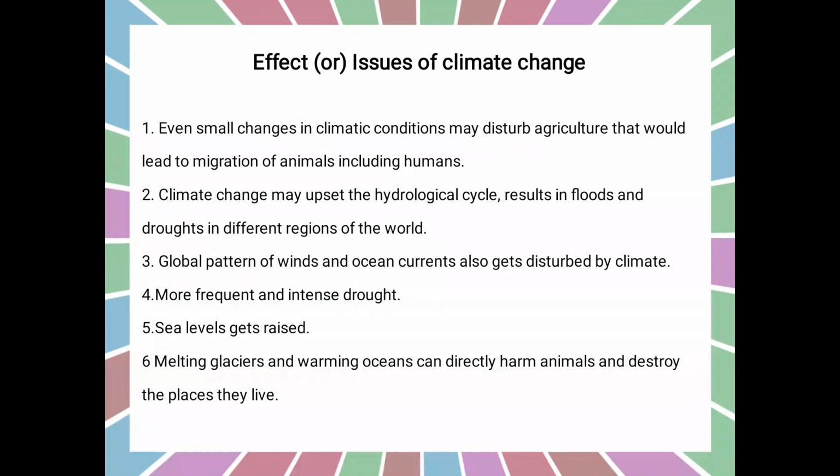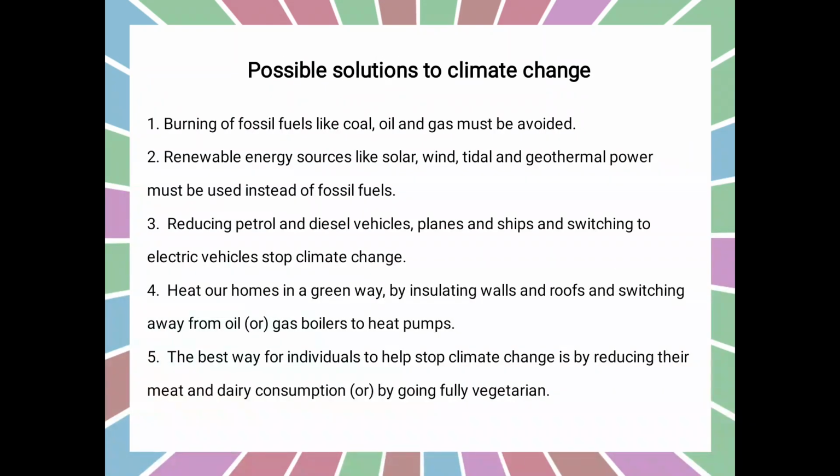What are the effects behind this climate change? Even small changes in climate condition may disturb agriculture that would lead to migration of animals including humans. Climate change may upset the hydrological cycle, resulting in floods and drought in different regions of the world. Global pattern of winds and ocean currents also get disturbed by climate, more frequent and intense drought. Sea levels get raised. Melting glaciers and warming oceans can directly harm animals and destroy the places they live.